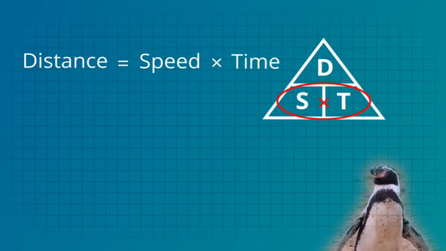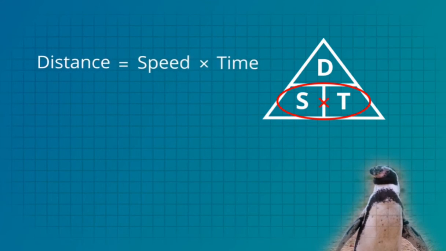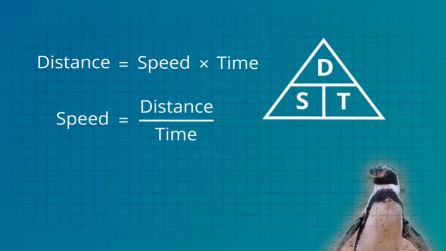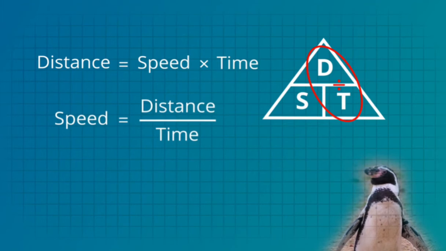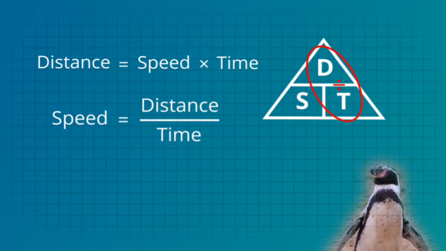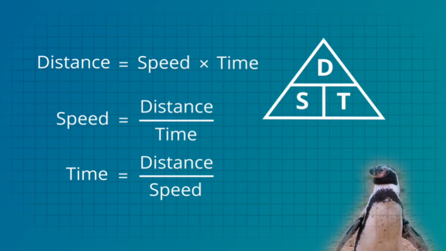To find speed, which is S, it's going to be the distance that is on top over the time below. So distance over time is speed. And finally, to get time, we have time is equal to distance over speed. You can say the distance on top and the speed under.